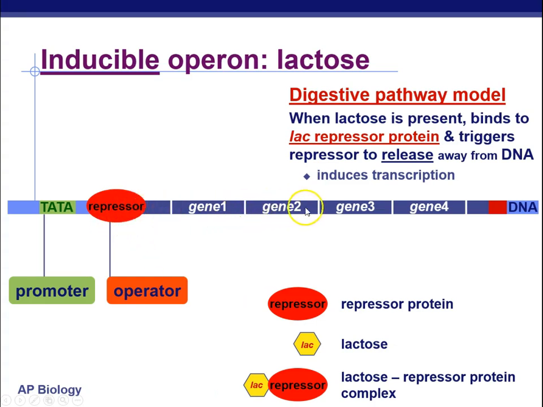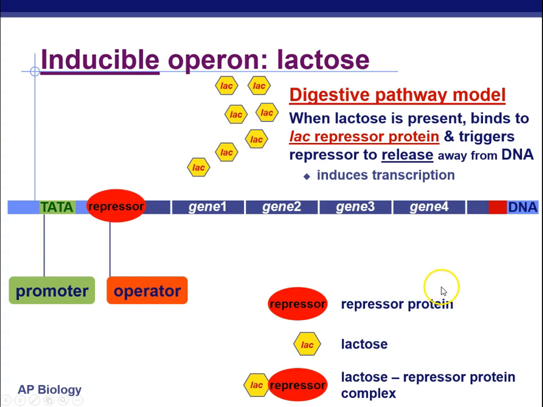Then we have the genes that are involved in the breakdown of lactose. So in our last one, the trp operon, we were actually making enzymes to build tryptophan. In this case, we have genes that are going to make enzymes to break down lactose. All right, so the repressor's in place. It looks like it just blocked RNA polymerase.